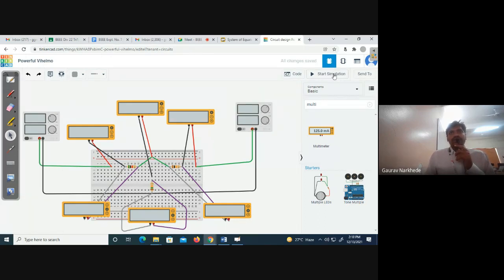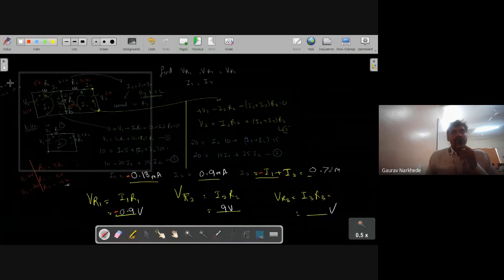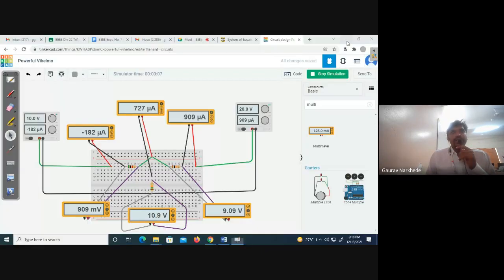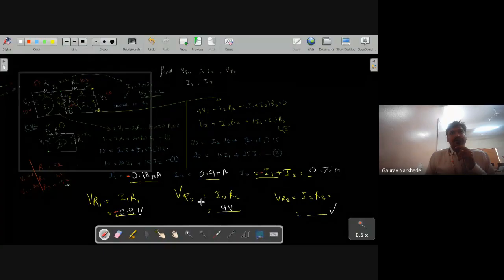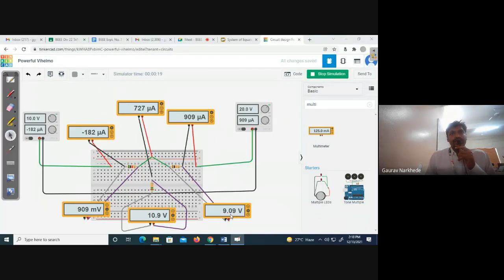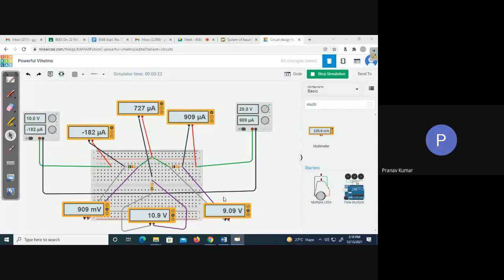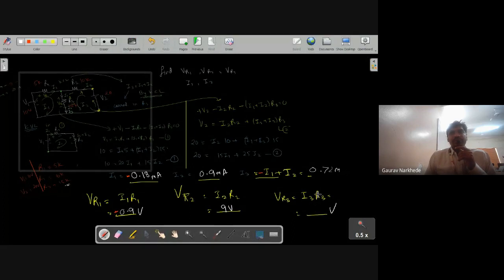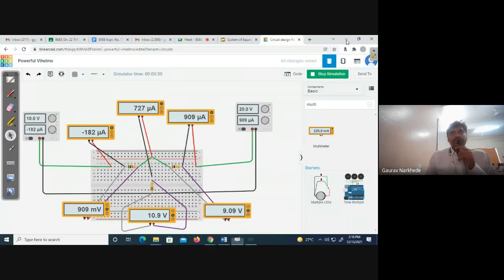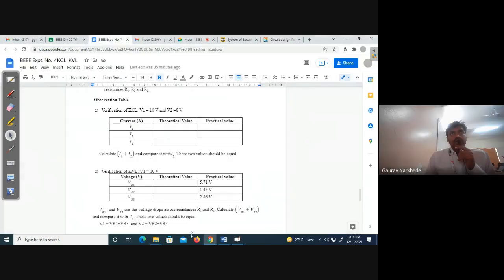Okay, now let me run the simulation. Wow. So see, 909 millivolt means what? 0.9 volt voltage across R1, correct? Yes, sir. Okay. And then this is how much? 9 volt again. VR2 is 9 volt. Am I getting 9.09? Yes, sir. Okay, very good. And then VR3 will be 0.72 into this thing, right? So it must be 10.9 volts. Yes, sir. So can you just see what are theoretical and practical values?